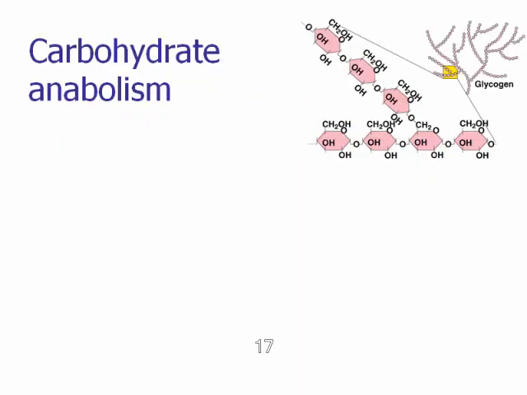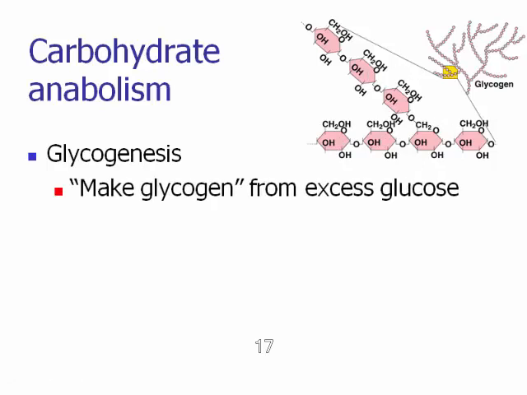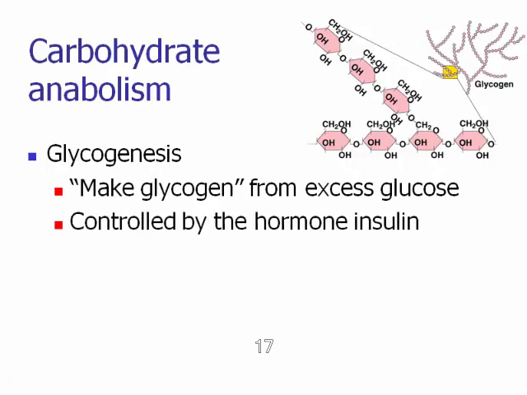So that whole part, the whole time I was talking, long time, was on carbohydrate catabolism. So now we're going to do anabolism. So we're going to build. We want to build the carbohydrates. So remember this picture? This is glycogen. Putting all the glucose molecules together is called glycogenesis. This is making glycogen from excess glucose. It's controlled by the hormone called insulin.